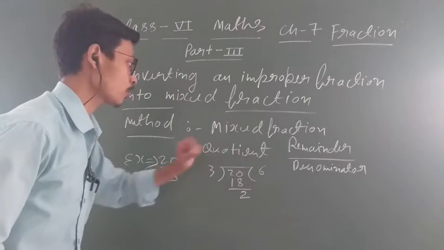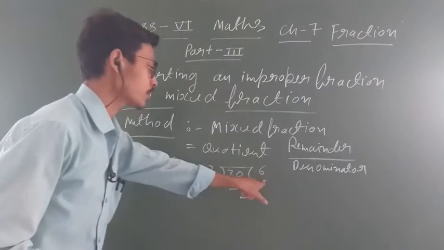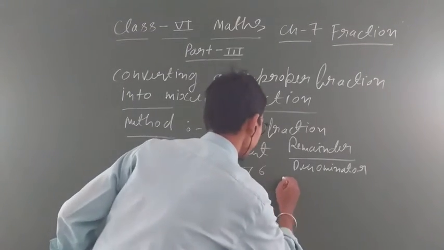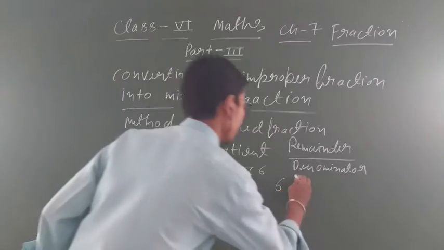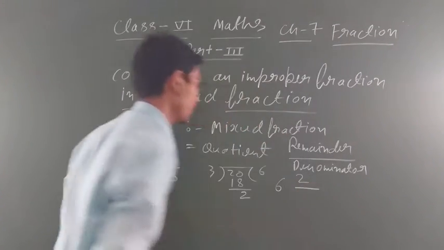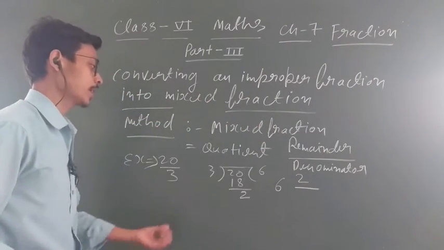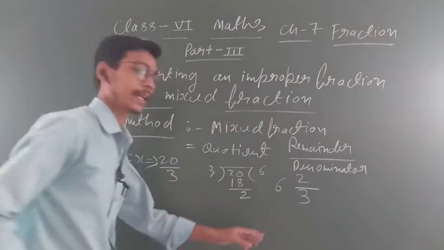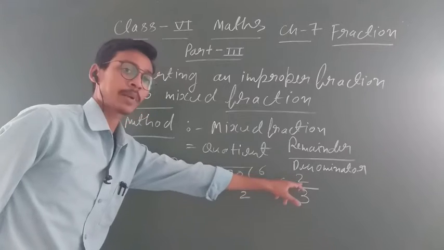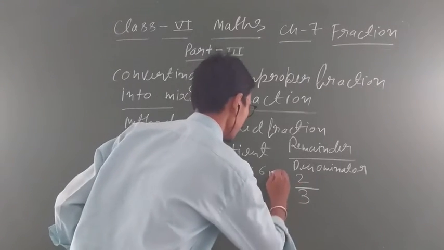See, first we will write down the quotient. So 6 is your quotient, write down 6. Now you will write down the remainder. The remainder is 2, so write down 2 upon the denominator. What is the denominator? Here the denominator is 3. Now you know that 6 threes are 18, and plus 2 is 20. So this is the actual way.